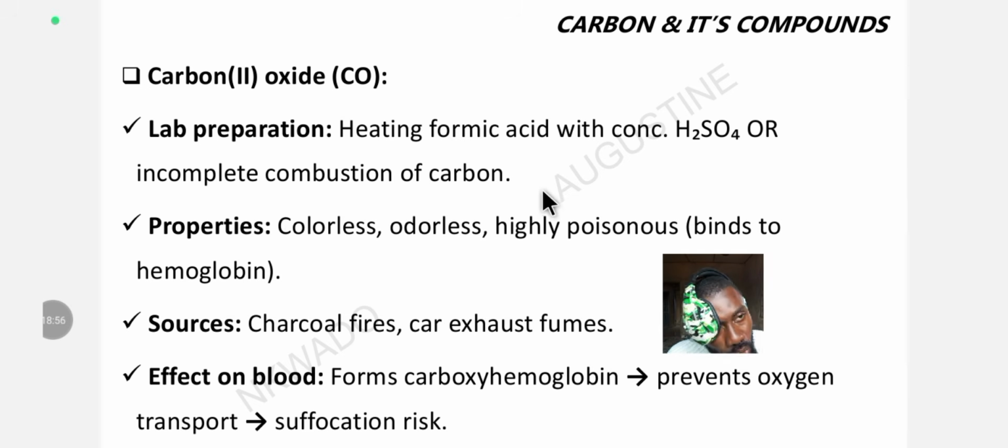Like I always tell you, when you burn a substance in the presence of sufficient amount of oxygen, that substance is going to form the higher oxide of that substance. So when you heat a substance in the presence of sufficient amount of oxygen, the higher oxide of that substance is going to be formed.